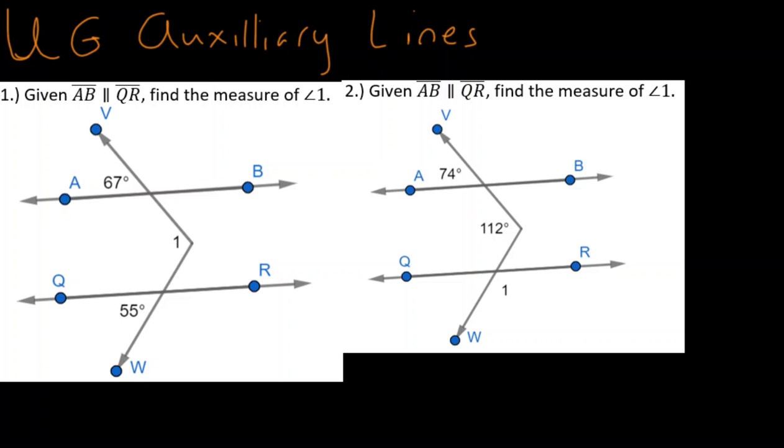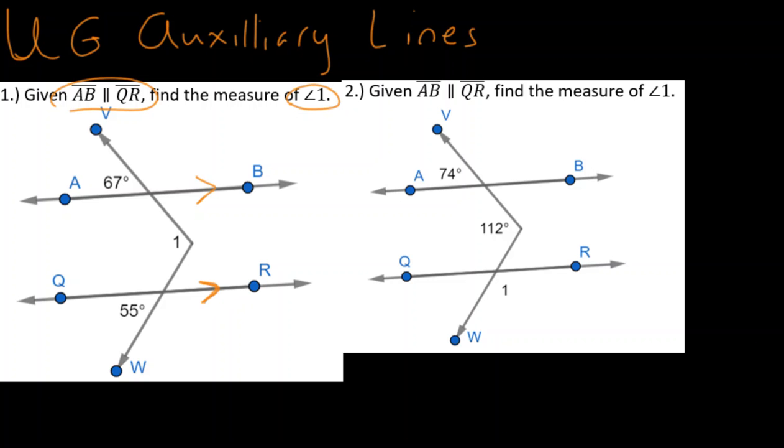Alright, and welcome to the ultimate guide to auxiliary lines. Now, number one says given that AB is parallel to QR, so here's A to B, and here's Q to R, and we'll draw these arrows to represent that they are parallel. It says find the measure of angle 1.